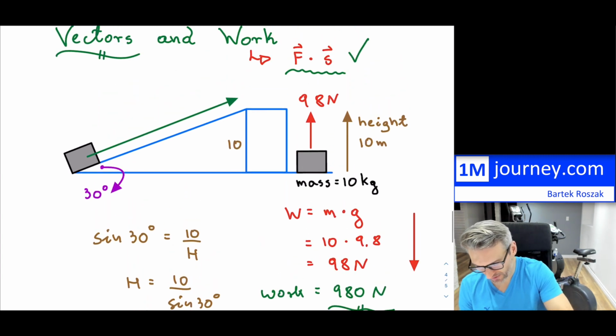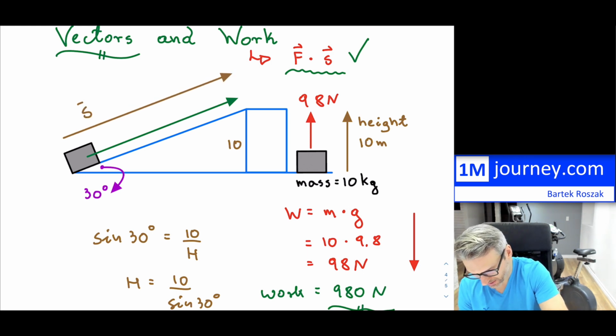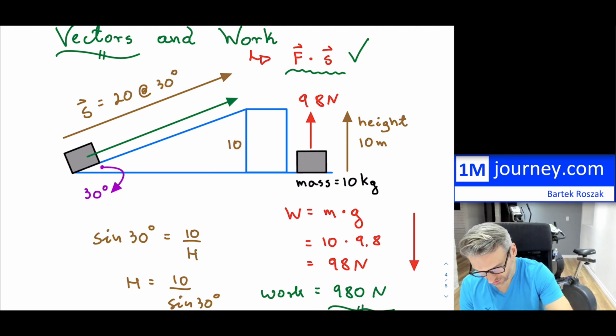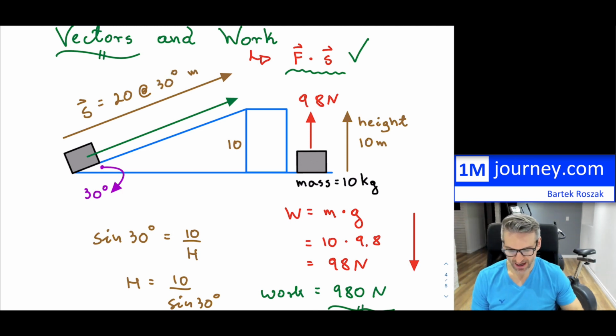So I have just found my displacement vector, and it is equal to 20 meters at 30 degrees from the horizontal. This is all in meters. So I have my displacement vector.